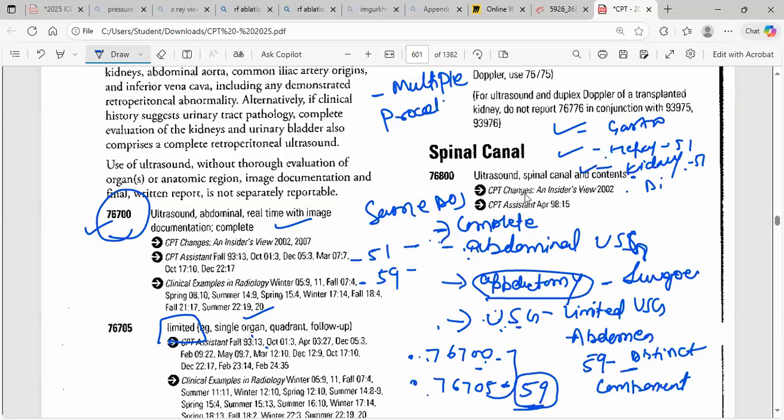So the major difference between 59 and 51: 51 is for totally different procedures. It just shows that these are not components of each other. You have to use 51 when the procedures are not components of each other. But if you are going to bill components of each other at the same time in the same claim, then you have to use modifier 59 instead of 51. Clear?